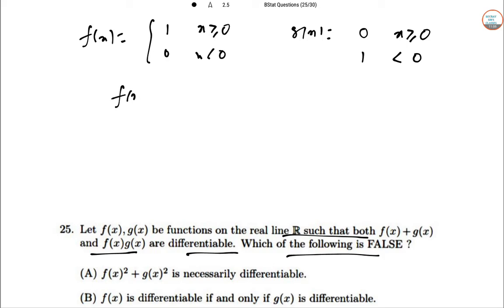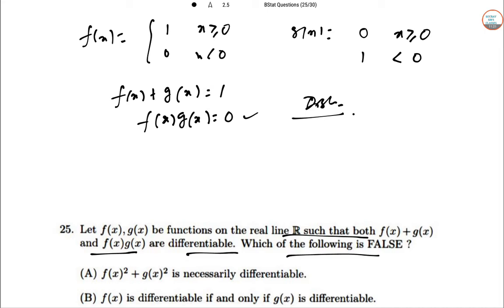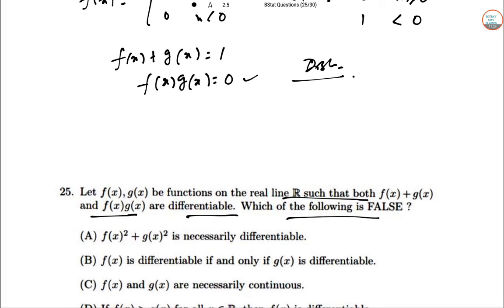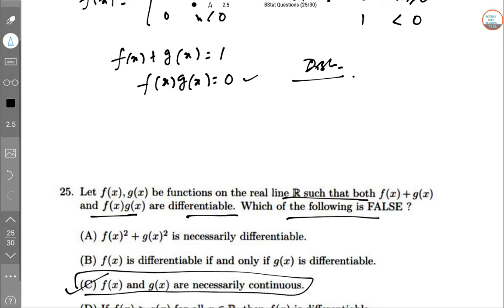So now f x plus g x equal to 1. So f x into g x equal to 0. These are differentiable, while both f x and g x are discontinuous. Okay. So hence the given structure will give us the answer that obviously f x and g x are not necessarily continuous. So 25 answer is C.